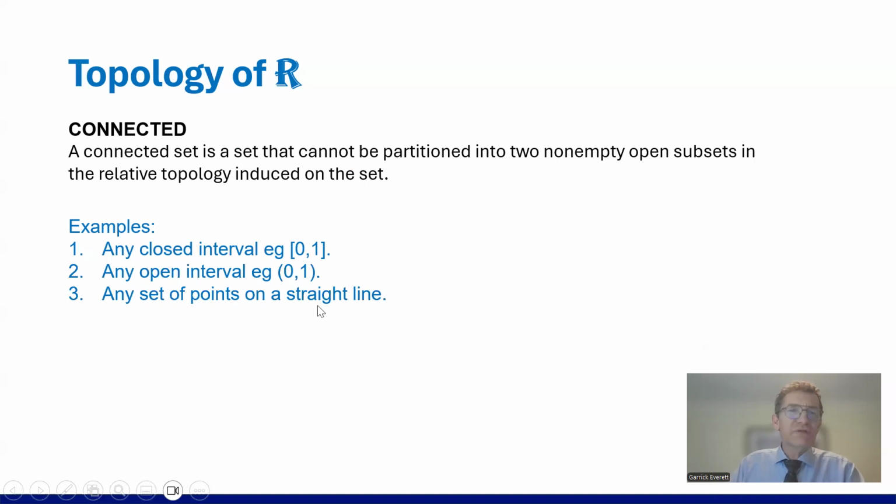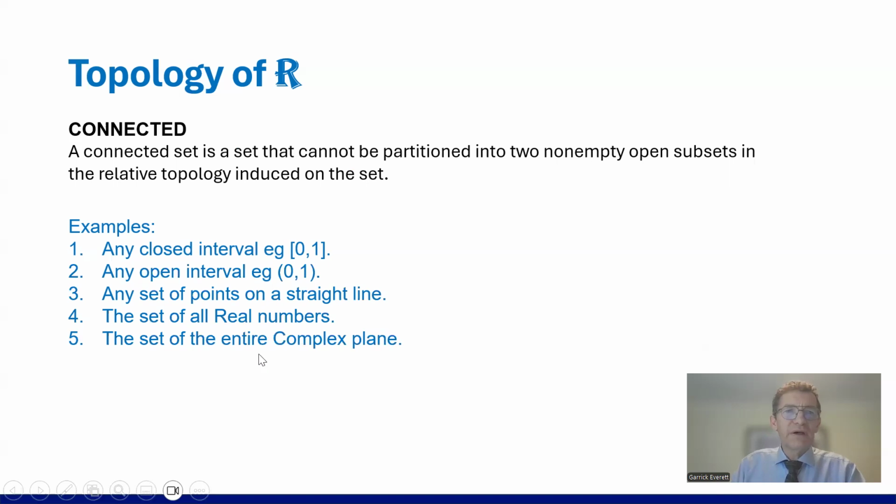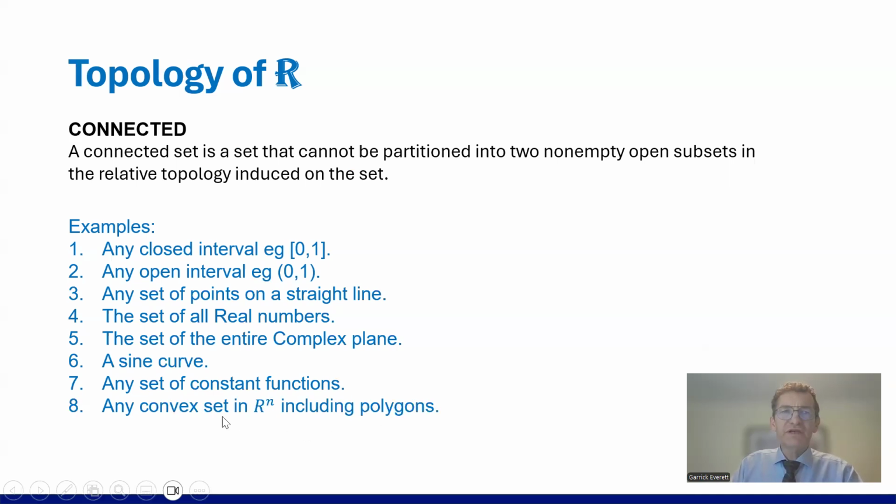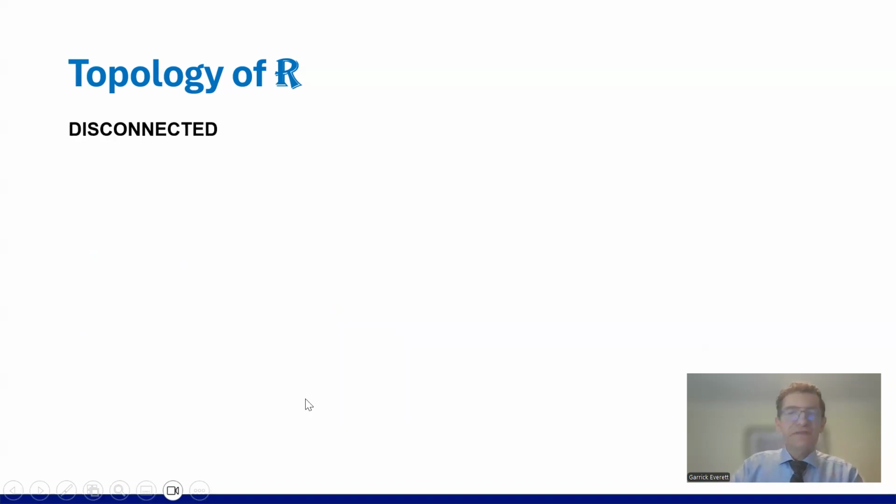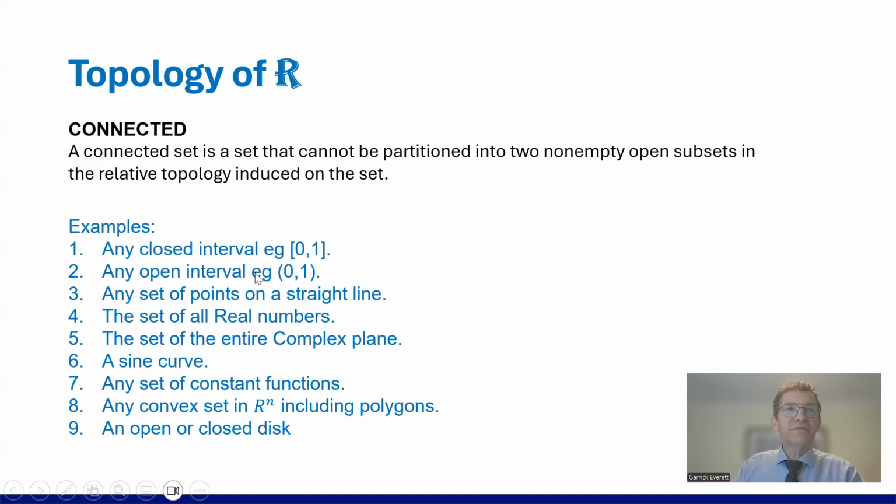Any set of points on a straight line, you can't partition that. The set of all real numbers, again, you can't partition where one real number finishes and find the next real number. The entire complex plane, you can't split up the complex plane, similar to the real numbers. A sine curve can't be split up. Any set of constant functions cannot be split up. Any convex set in Rn, including polygons, cannot be split up. An open or closed disk can't be split up. And that's it. So there's our bunch of different sets as examples of connected sets.